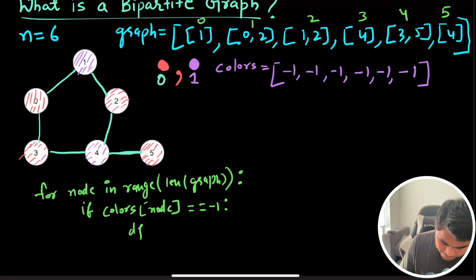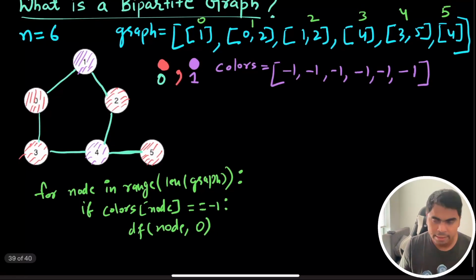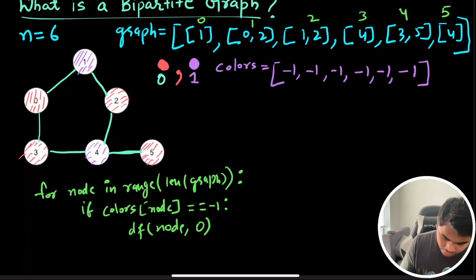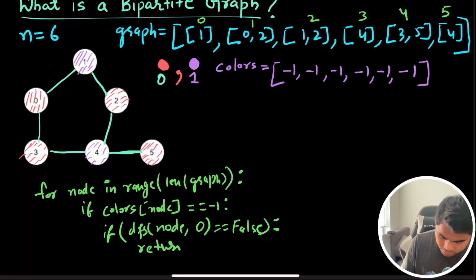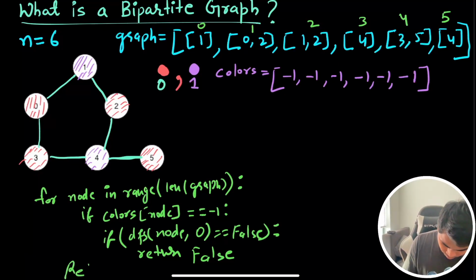So I'll just call DFS on it with node and next color. What will be the next color? Let's start with 0, because this is the first we will be calling in this graph. And if DFS here is false, then we can return false. This is not a bipartite graph, or we return true in the end.